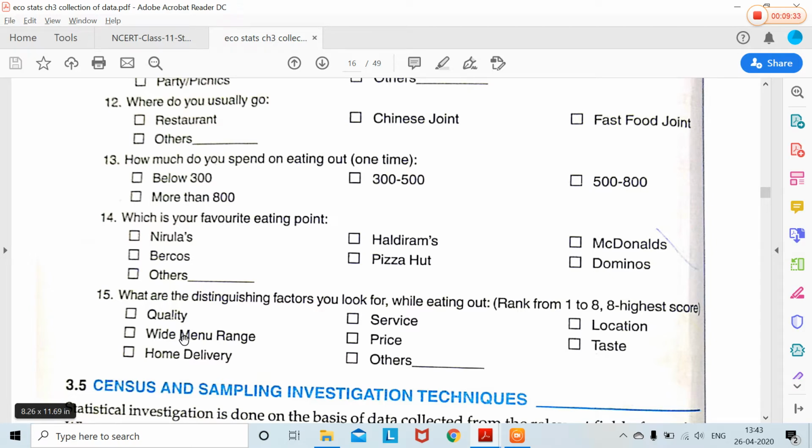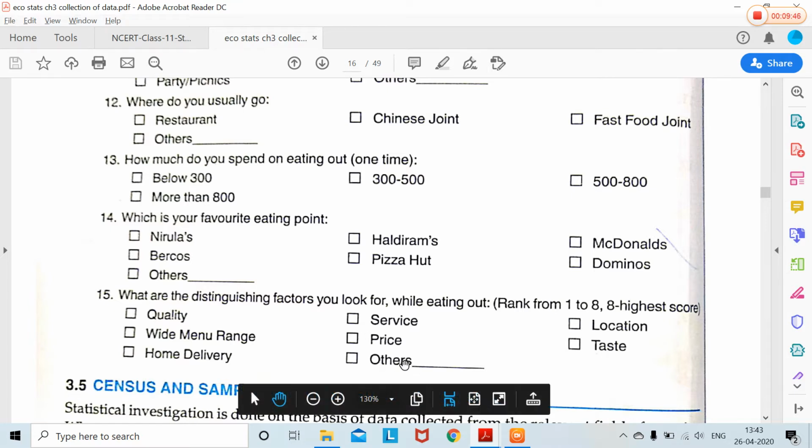Then maybe we can give seventh rank to price, because we also see the price, what item is costing how much and all that. Then how much is the service there? Ambience can also be others, maybe you can write the ambience of that particular area. Then you can talk about location, taste, quality, service, home delivery, anything.